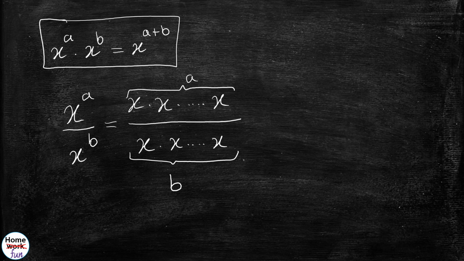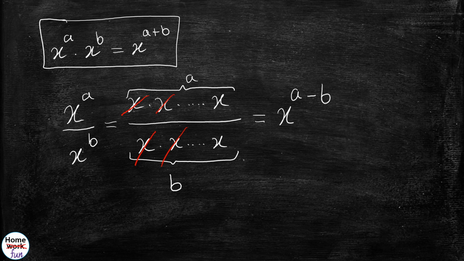They get divided by each other. They're the same number. x divided by x, that's just 1. So for as many x's there are at the bottom, the ones at the top get crossed off. So I can write this as x to the power of a minus b.